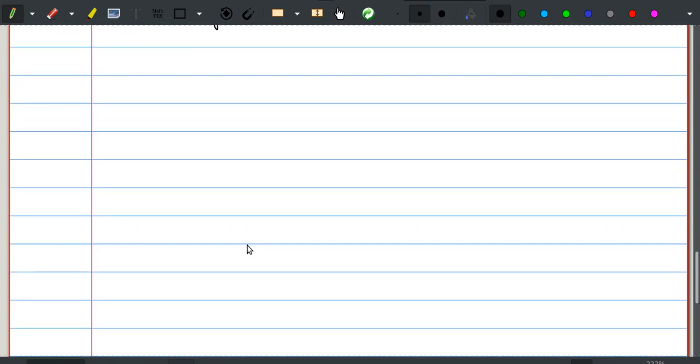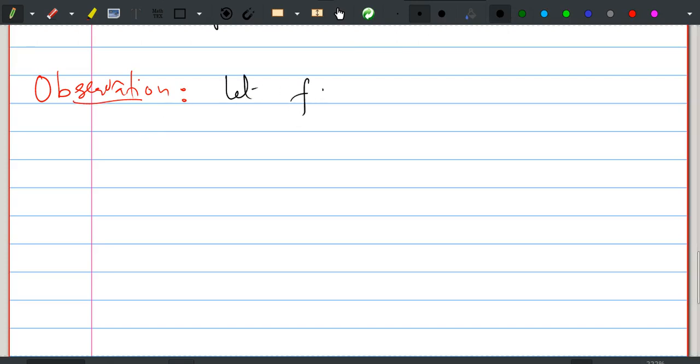Let us make an observation here. One can prove it, but we do not give a proof here. This is a straightforward observation. So let us consider a function. Let f from X to Y be any function.